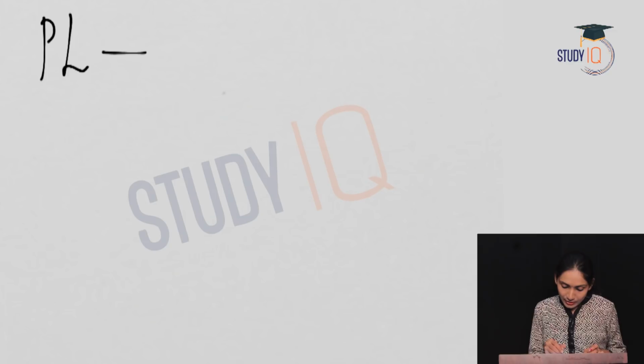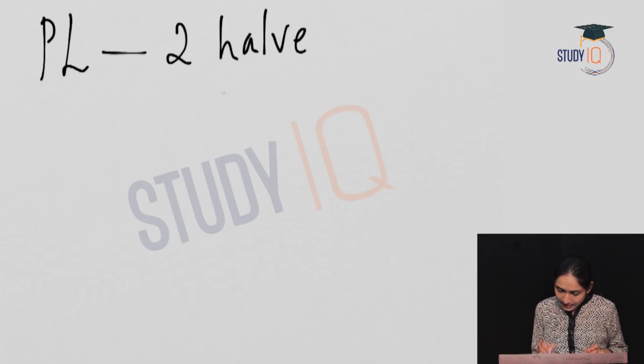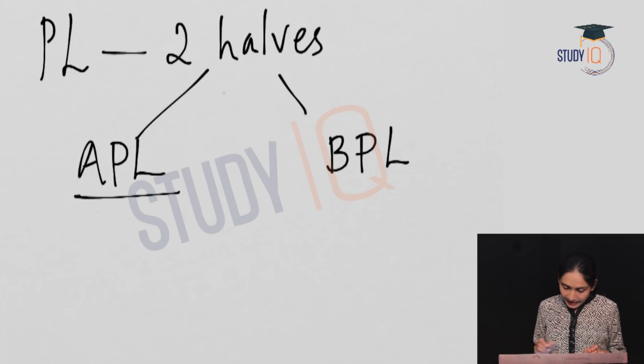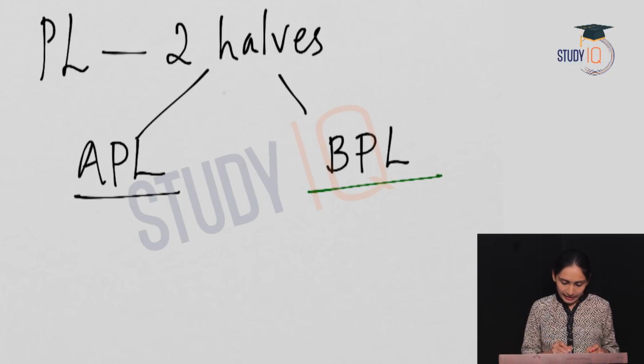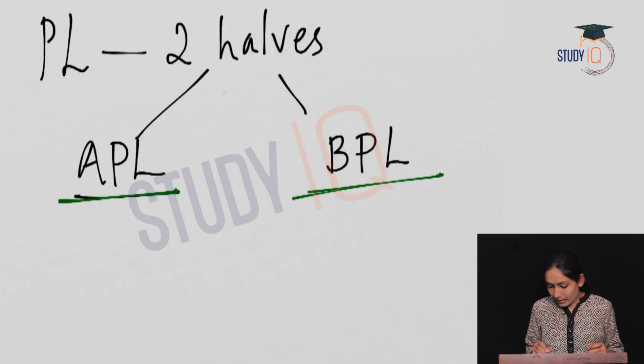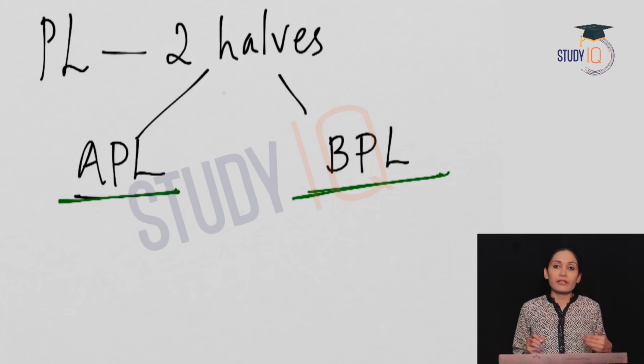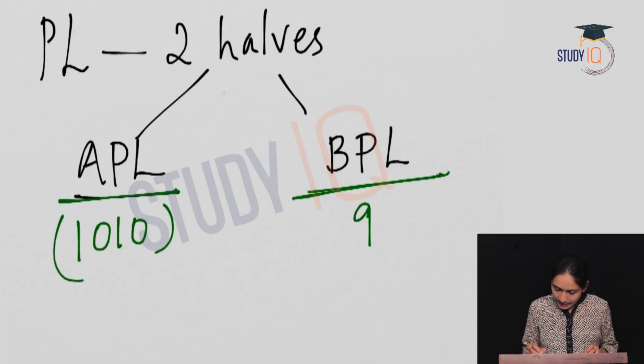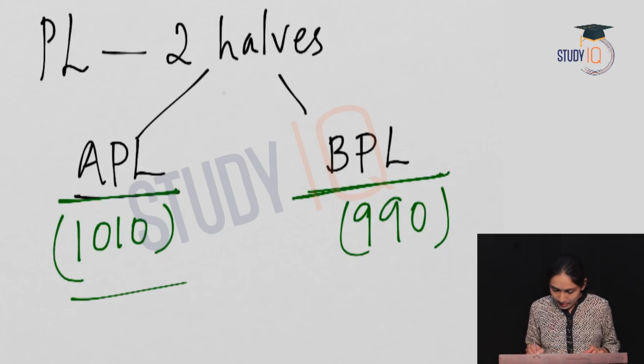The poverty line in India divides the population into two halves, that is the APL and the BPL. APL means above poverty line and BPL means below poverty line. APL consists of those people who have the ability to meet the basic requirements of life, and under BPL the people are not able to meet the basic minimum requirements of their life.